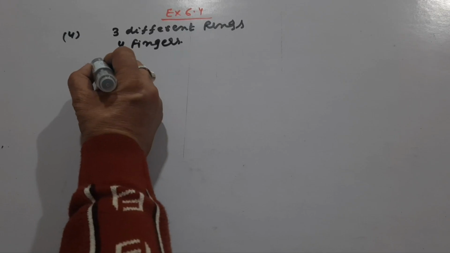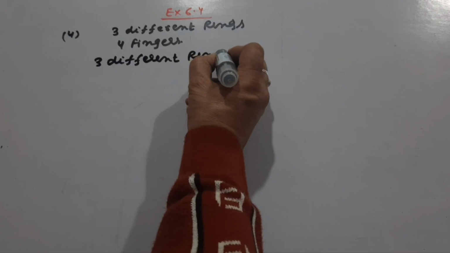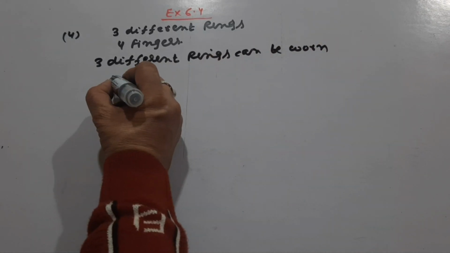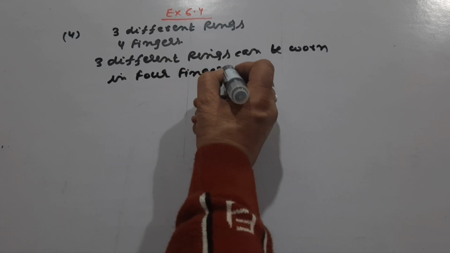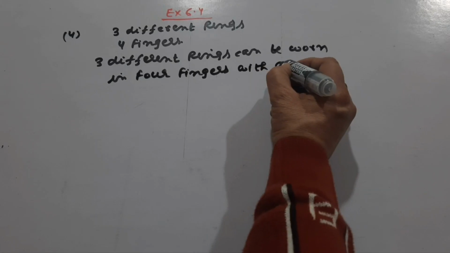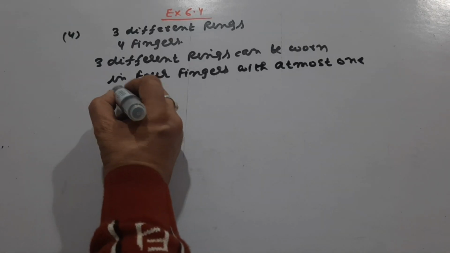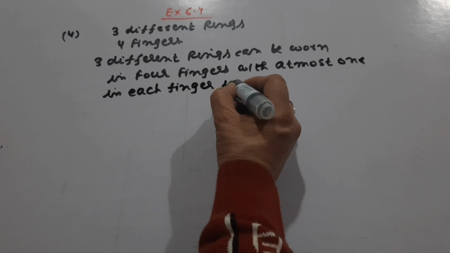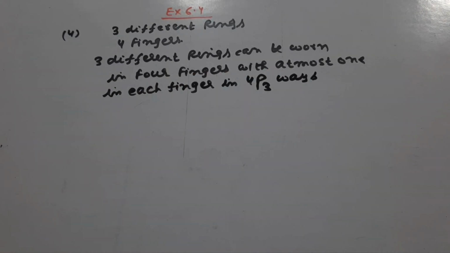So students, here we write 3 different rings can be worn in 4 fingers with at most 1 in each finger in 4P3 ways.